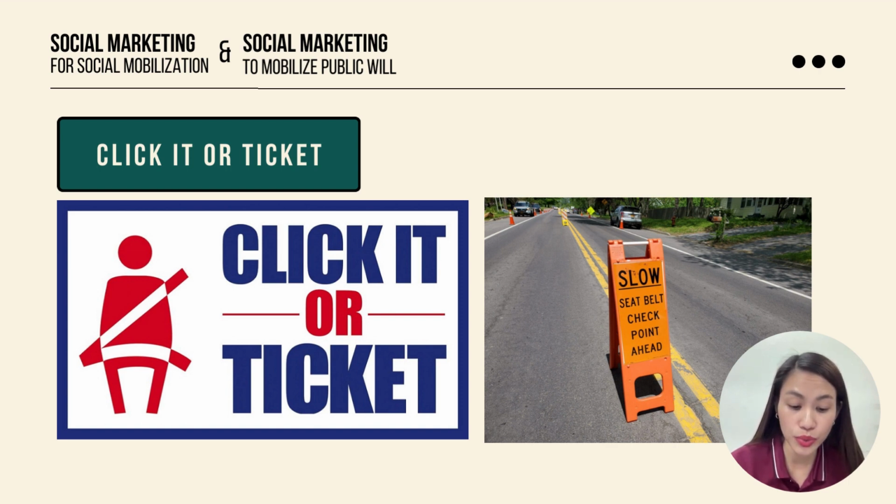By 1990, use was down to only 60%. The need for public will was apparent. The general public was losing interest in public safety.